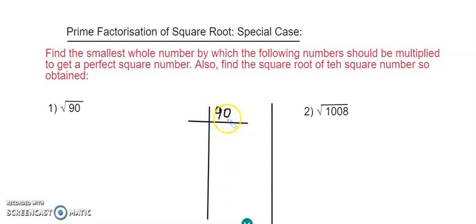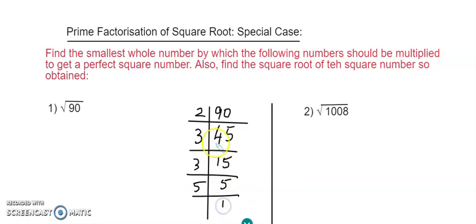So 90 has a 0 at the end, so we'll start with 2. 2 times 45 is 90, so 45 remains. Then 3s: 3 times 15 is 45, again 3 times 5 is 15, and 5 times 1 is 5. Now if you see here, 3 appears 2 times, but 2 and 5 appear only once. A perfect square means each factor should be in pairs. They should appear 2 times in the whole thing.